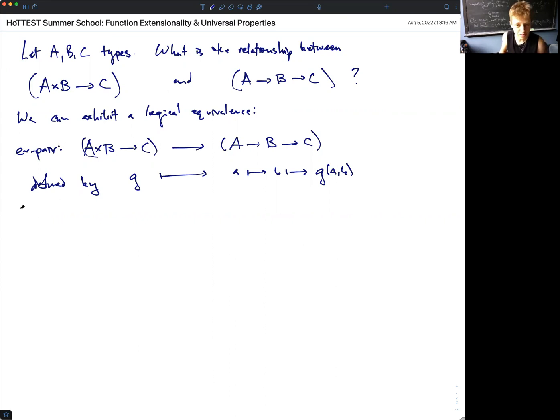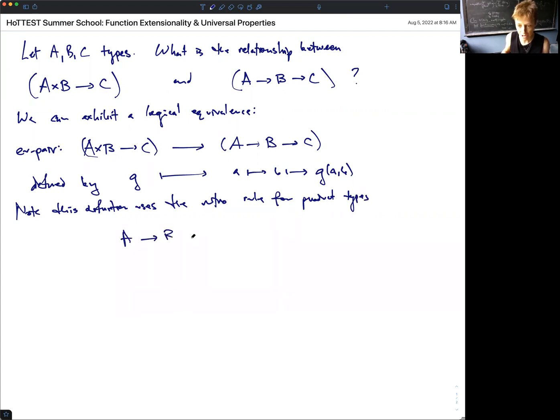The thing I want you to note is this definition. The definition of the function ev pair uses the introduction rule for product types, which in particular supplies a function that, given a term of type A and a term of type B, provides a term in the product type. We often write this function in this way. This is the pairing function, and that was used here.